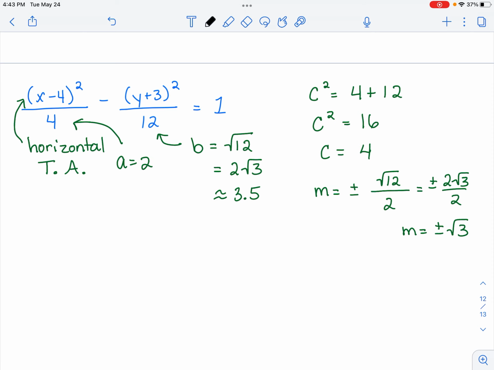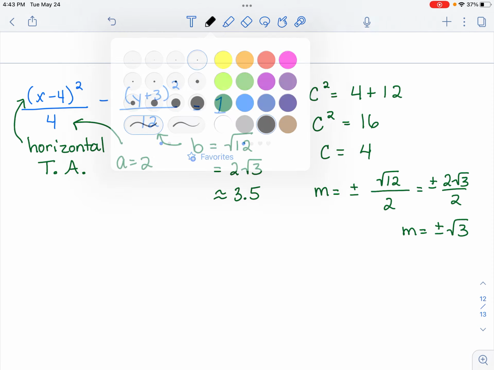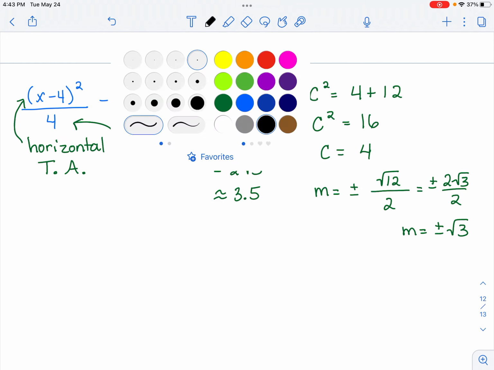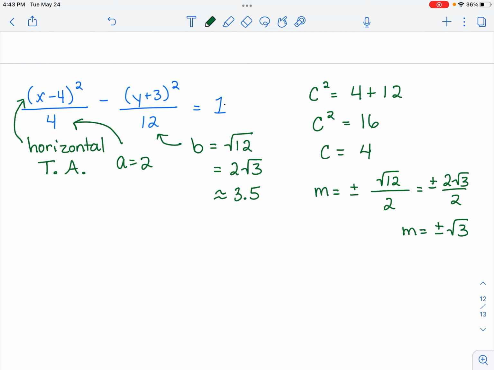All right. Oh, we forgot to identify our center. Silly Miss Morrow. Come on. You can do it. Sorry, guys. My iPad is bugging out on me. The center here is that x is 4, y is negative 3. Okay, dokie. Let's see if it'll cooperate now.